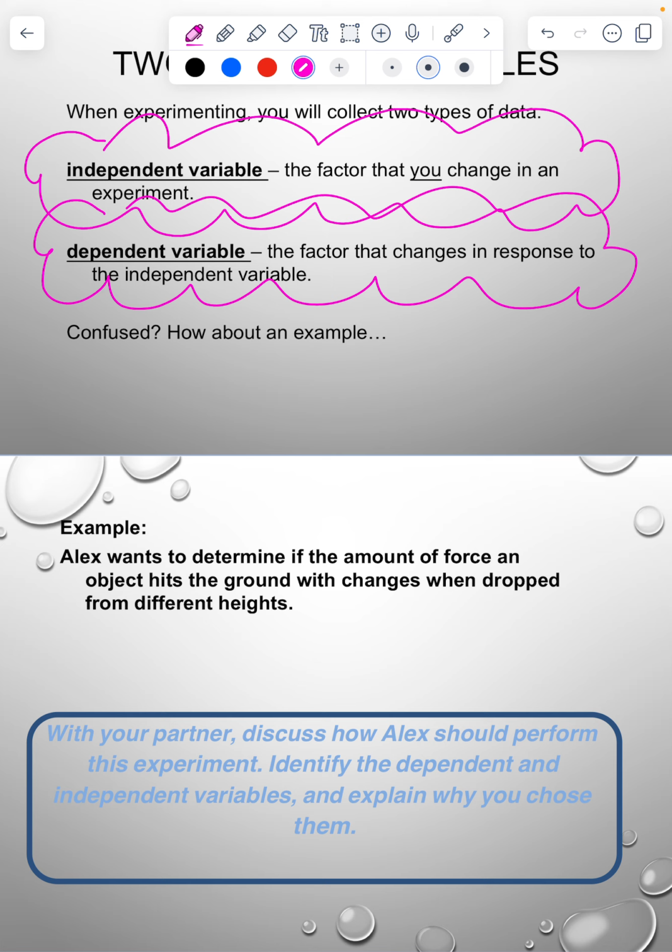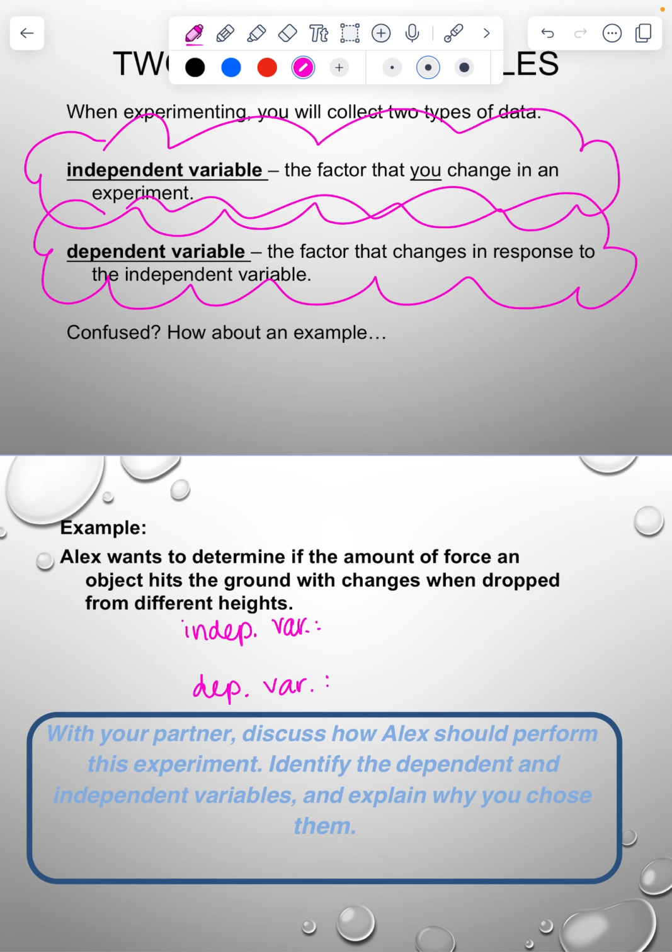All right, so if we look at an example, we have a student, Alex, who wants to determine if the amount of force an object hits the ground with changes when dropped from different heights. All right, so the first thing that we have to figure out is what is our independent variable and what is our dependent variable, okay? So we have to figure out what are we changing, okay?